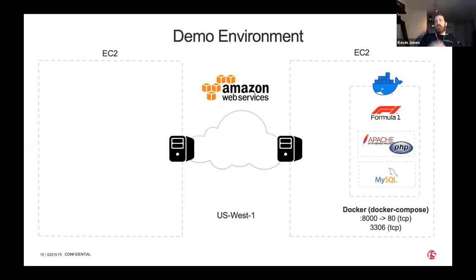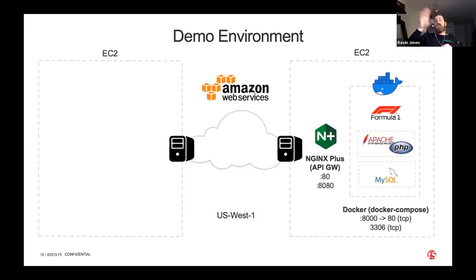It runs on port 8000, which is mapped to port 80 inside the Docker container. So publicly exposed, I'm going to have port 8000. Then it's running a database internal only on port 3306. This is the application I'm going to be using. It's the JSON API, and it gives fake information about Formula One that you can use, which I'm going to show you in a second.